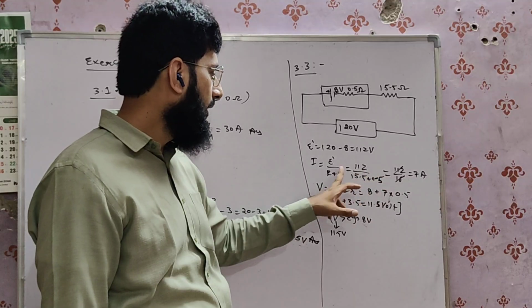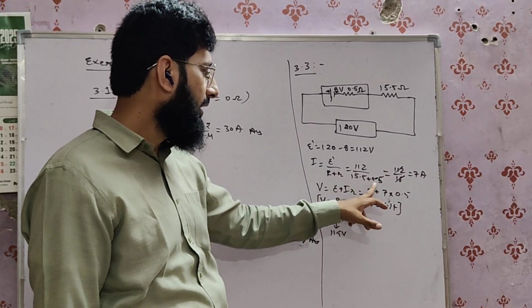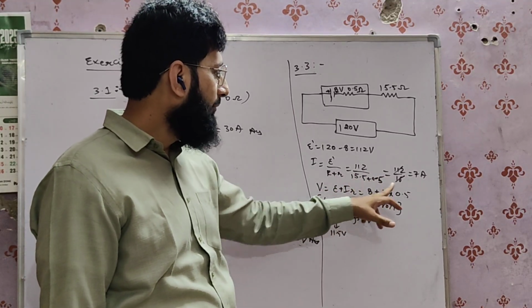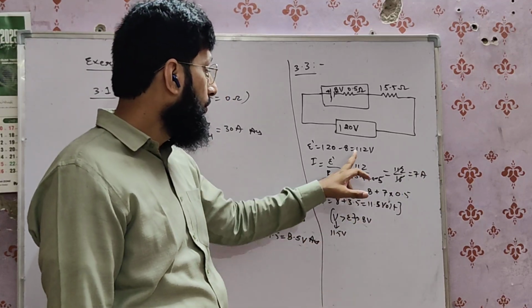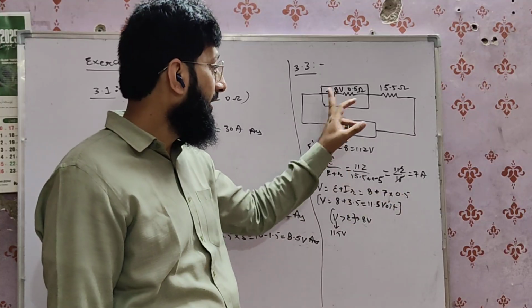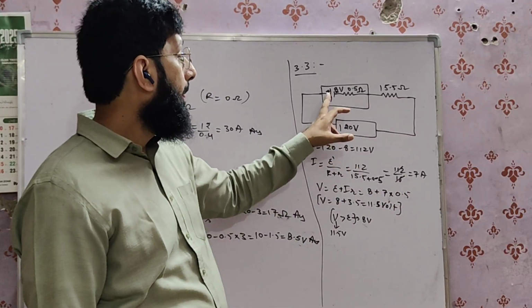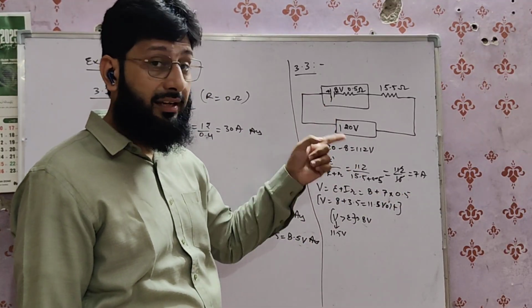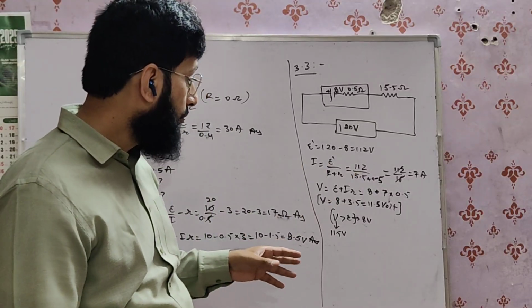E dash is given 112. Capital R is given 15.5. Small r is 0.5. Solve them, you will get 7 ampere. So the net voltage 112 volt is driving current of 7 ampere in the circuit. Now the current is passing through the cell. The cell is being charged. What is the terminal voltage across the cell?